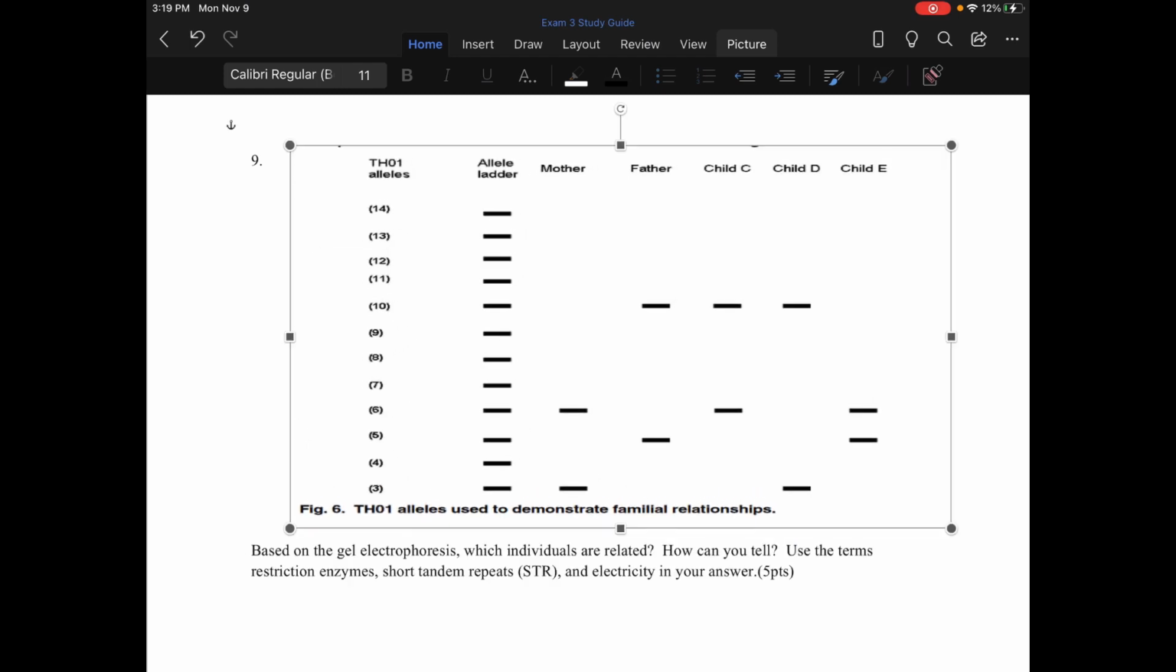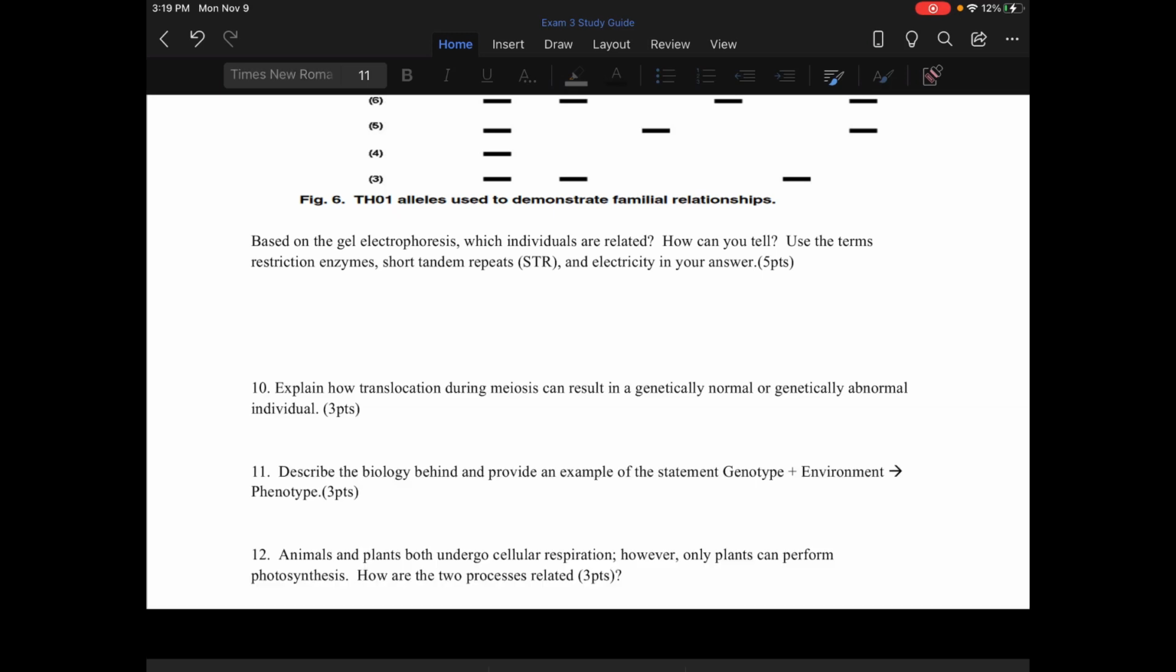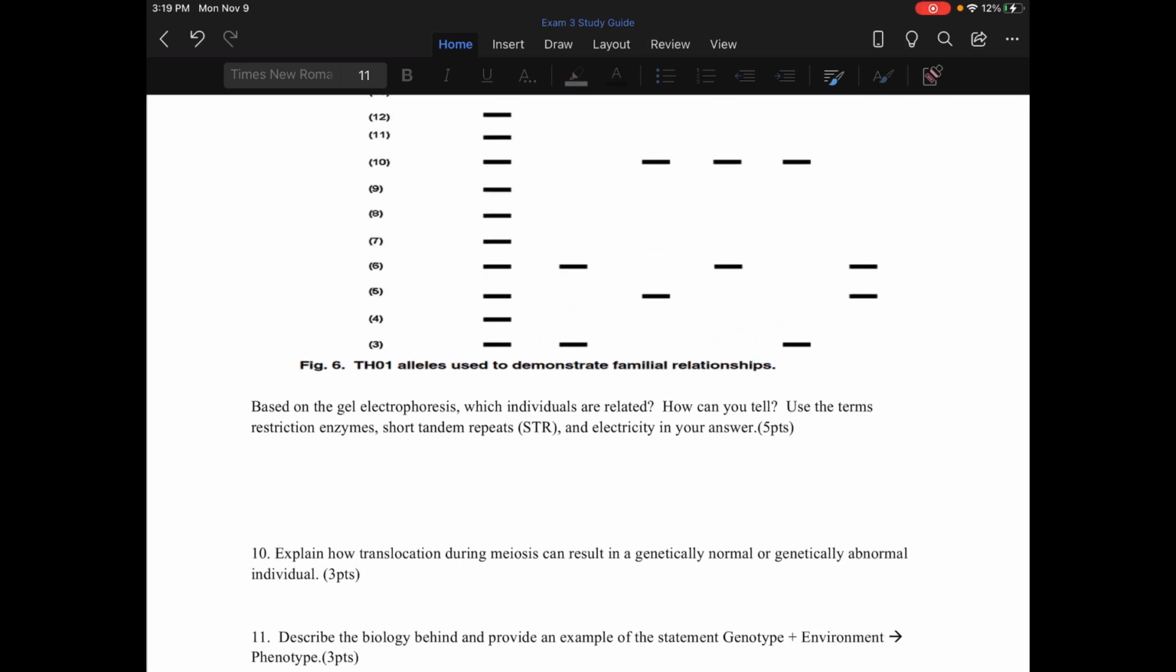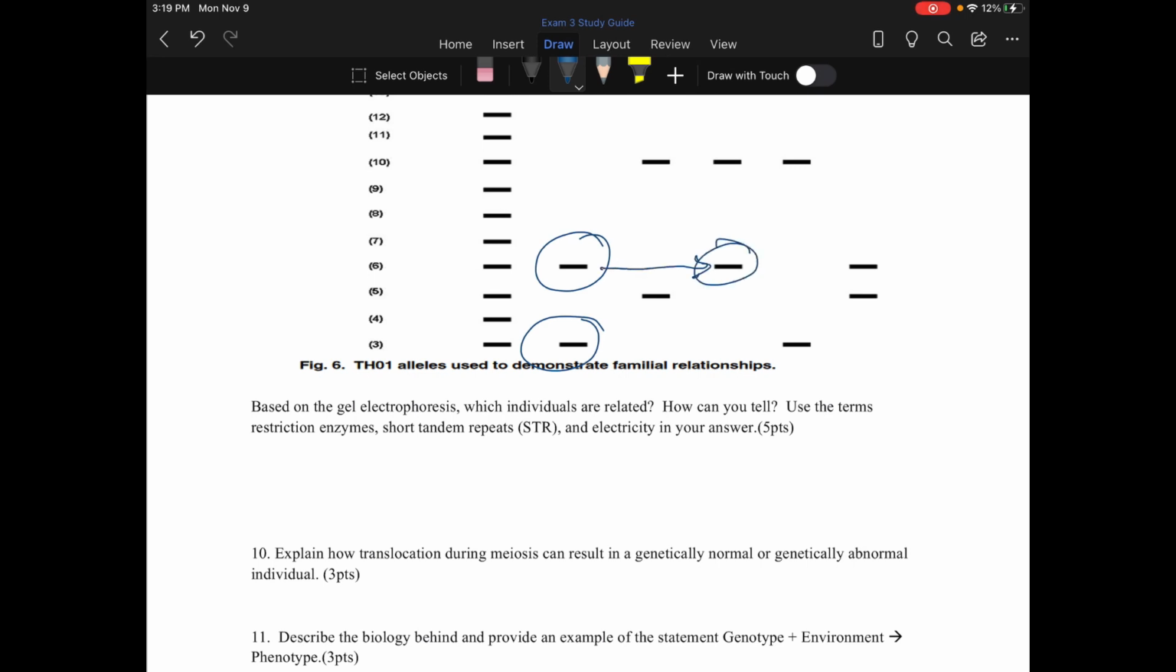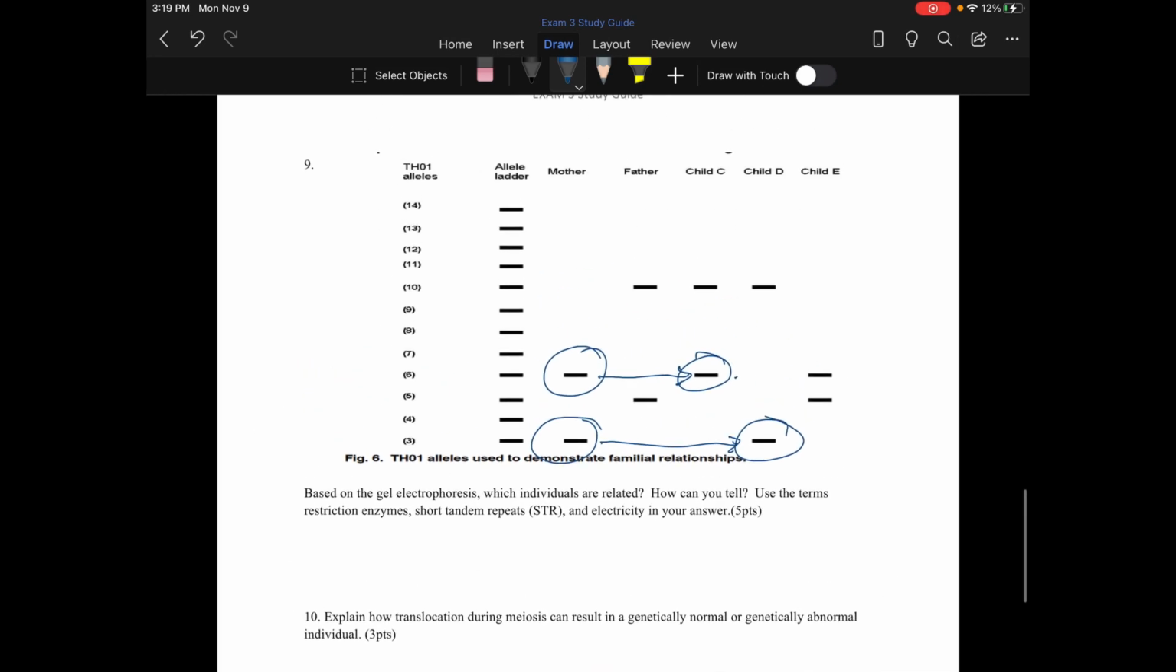So this is our example. You've got mom here. Mom has these 2 right here and right here. That's what you're looking at for mom. So if an individual has that, it would be related to mom. This individual has one of these, so it's related to mom. And so on. Let's see here. The father has this one and this one.